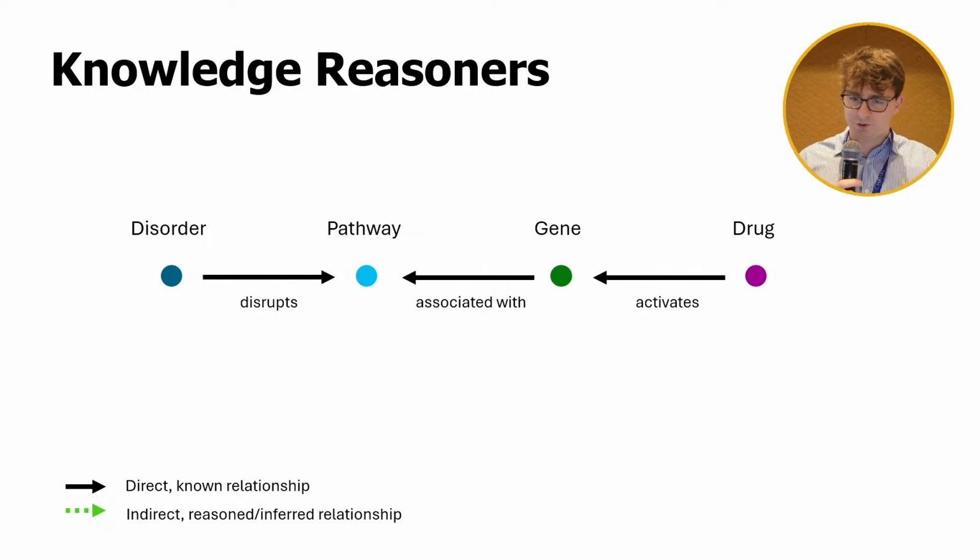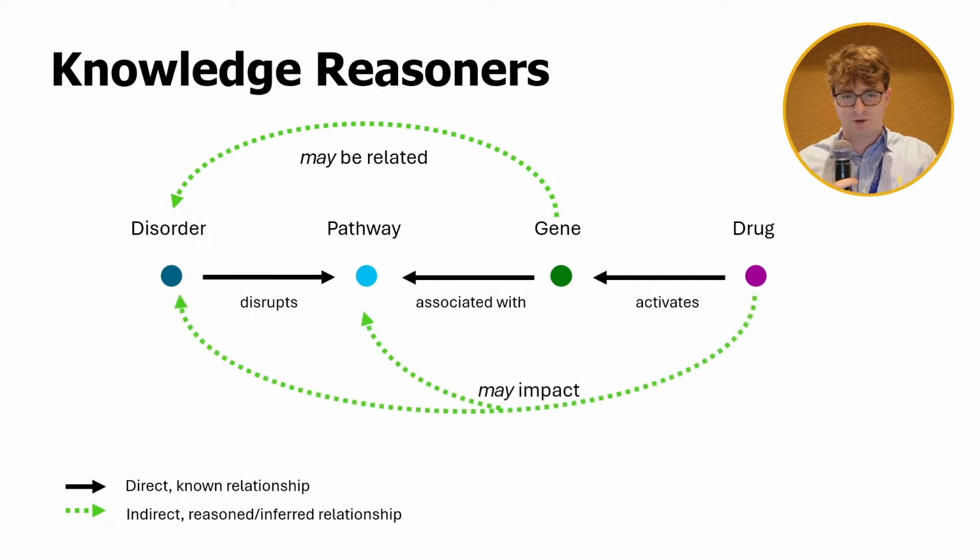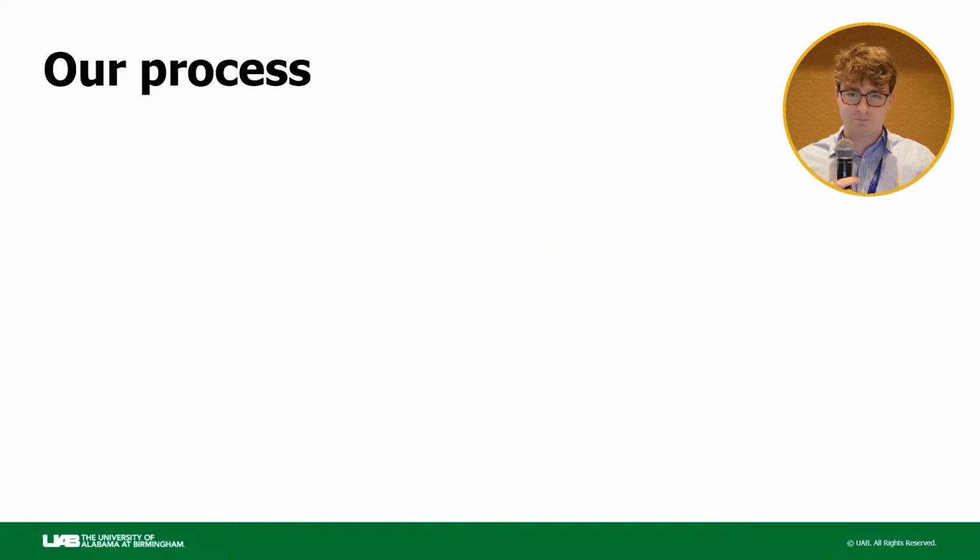However, you can reason or infer that relationships like this gene, through its association with this pathway, may be related to the disorder. This inferred relationship is really important, and it's what we are working on right now. We can also infer that because the drug activates a gene, it may also be related to the pathway and disorder through its activity in this gene.